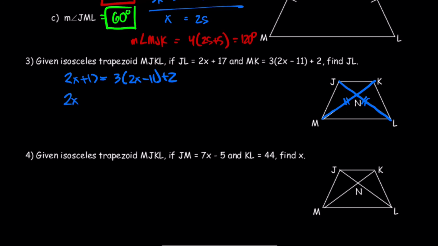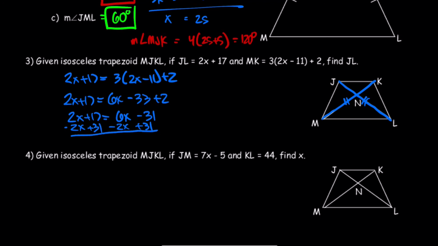So this gives me 2x plus 17 equals 3 times 2x is 6x. 3 times negative 11 is negative 33 plus 2. So I get 2x plus 17 equals 6x. Combine those in the calculator, that gives you a negative 31. Let's subtract 2x from both sides and add 31 at the same time. That gives me 48, and that gives me 4x. Divide by 4, so I'm running out of room, but x equals 12.